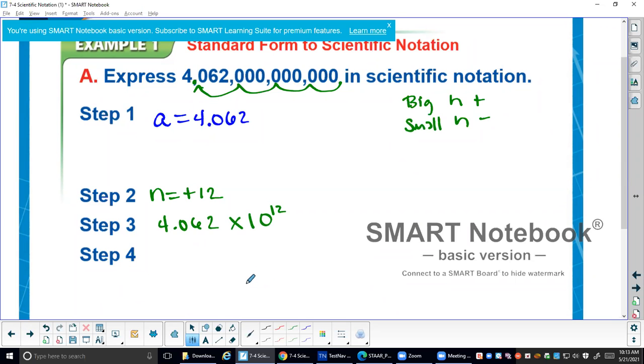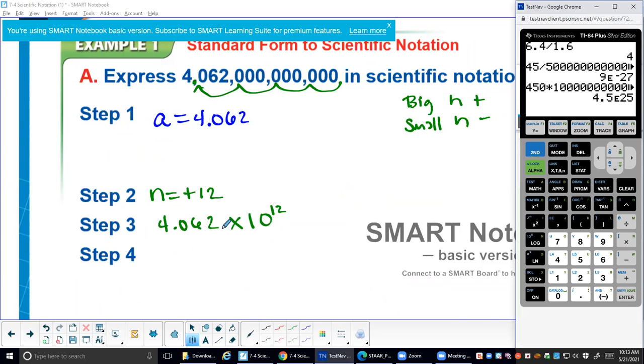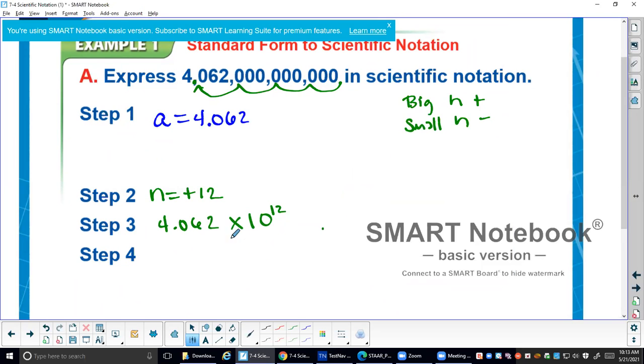Now, I just kind of want to point out in your calculator, the calculator doesn't say times 10, they just actually put an E there. And then your exponent is right there. Okay. Any questions? So ladies and gentlemen, this is scientific notation and it is equivalent to this number right there.